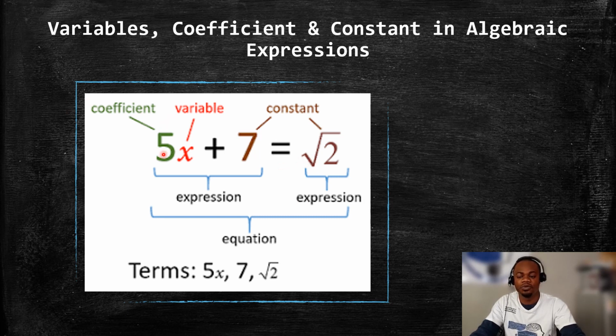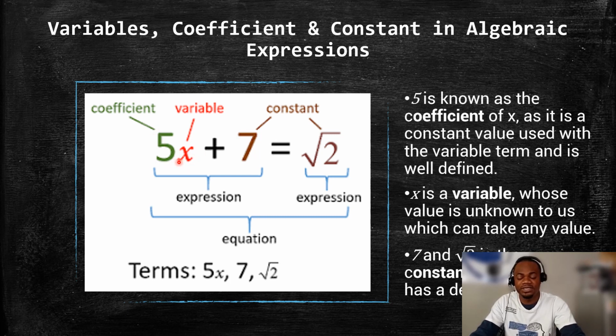Because 5 stands before x, the letter x, this 5 is called a coefficient. When a number is in front of a letter which is a variable, it's called a coefficient. Then x itself, the unknown, is a variable, and 7 is a constant, because they are fixed numbers. 7 will remain 7. It cannot be 7.1 or 8 or 6. 7 is 7. So is square root of 2. Those are fixed values, fixed numbers.